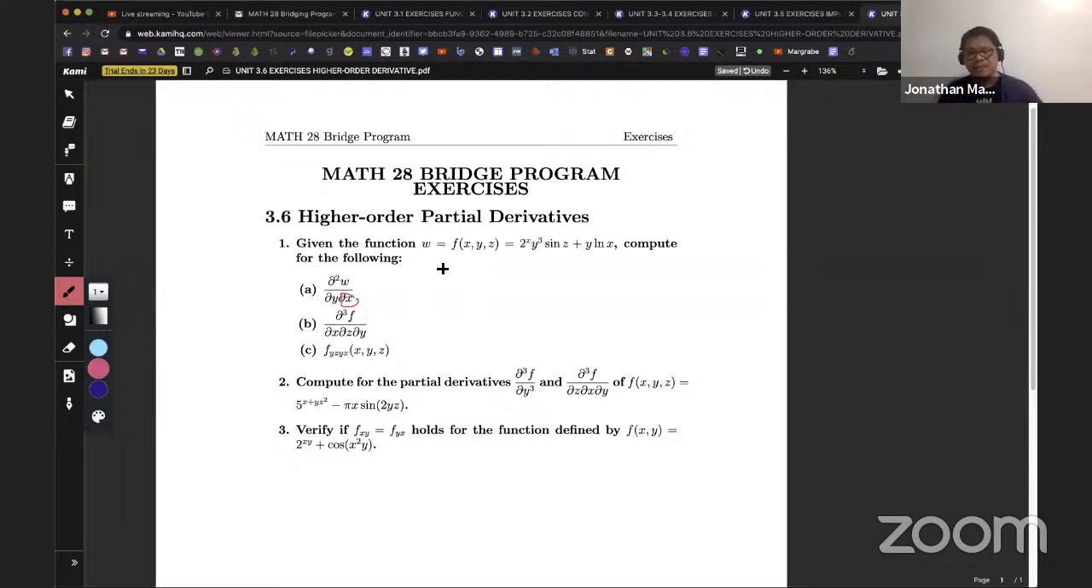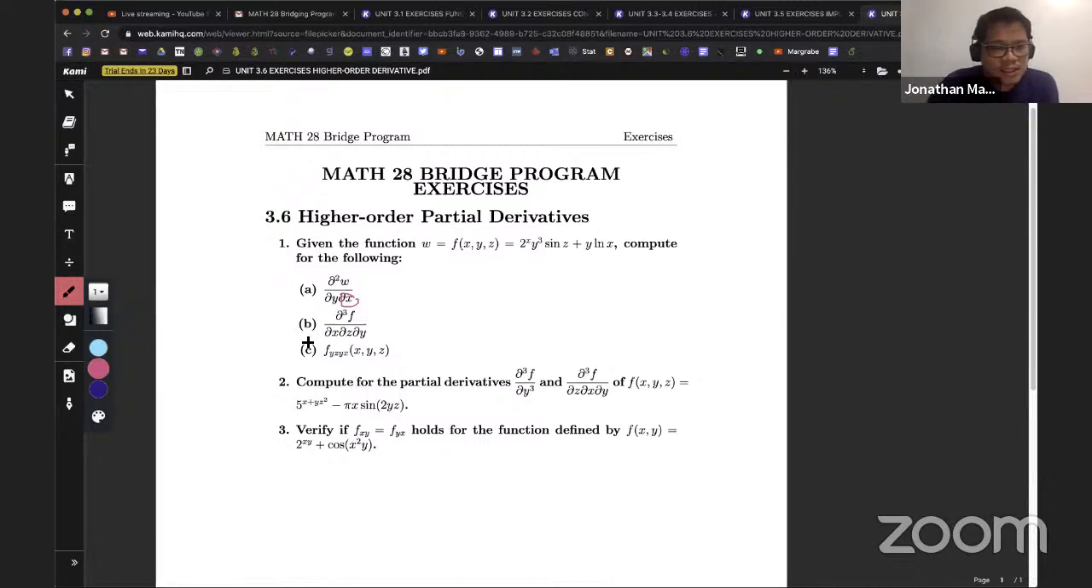Okay? So again, if you have the function W, kuhanin mo muna yung partial derivative of that with respect to x. Then after that, once you have the partial derivative with respect to x, from the result, kukuhanin mo naman yung partial with respect to y. And kung ano man yung makuha mo doon, that will be the partial of W with respect to y, then x. Okay?